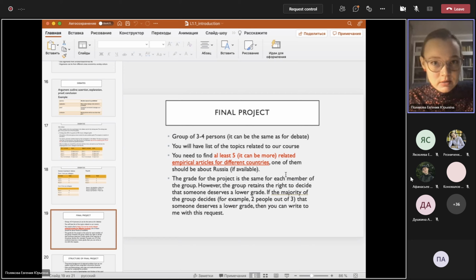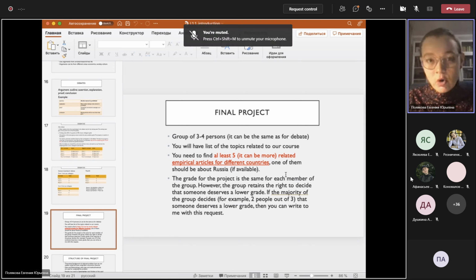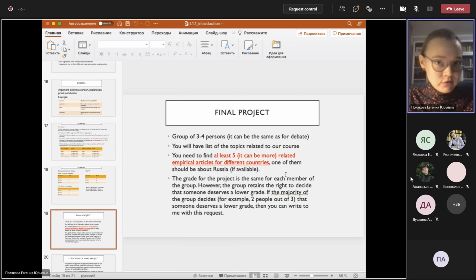Then the final project. I will talk about the grading of the final project a bit later. So now, the test will be individual. All of you have some grades for the test. Then debates will be somewhat individual: you present in comment, win in comment, get a bonus. But then people need to decide who was the best, who was the second best, who was the third best, and so on.